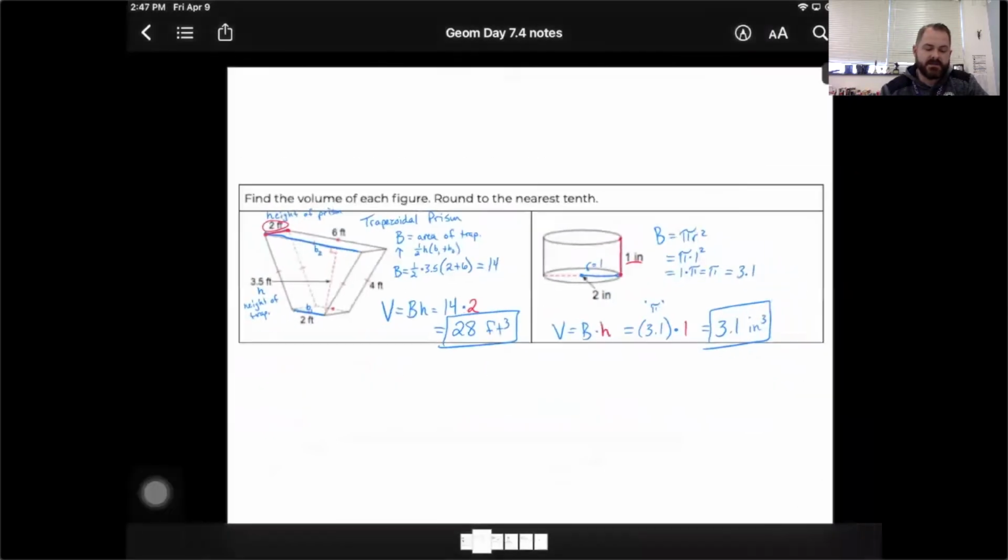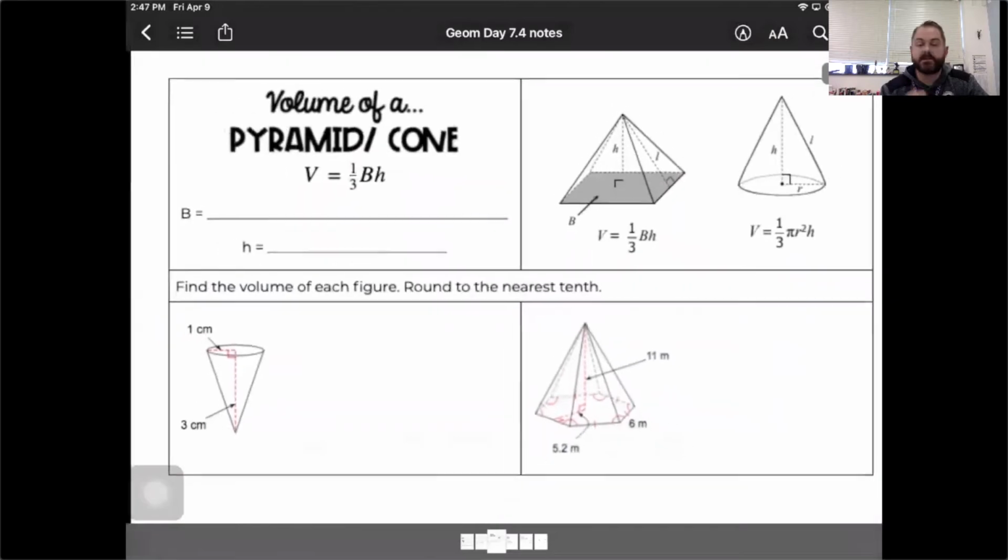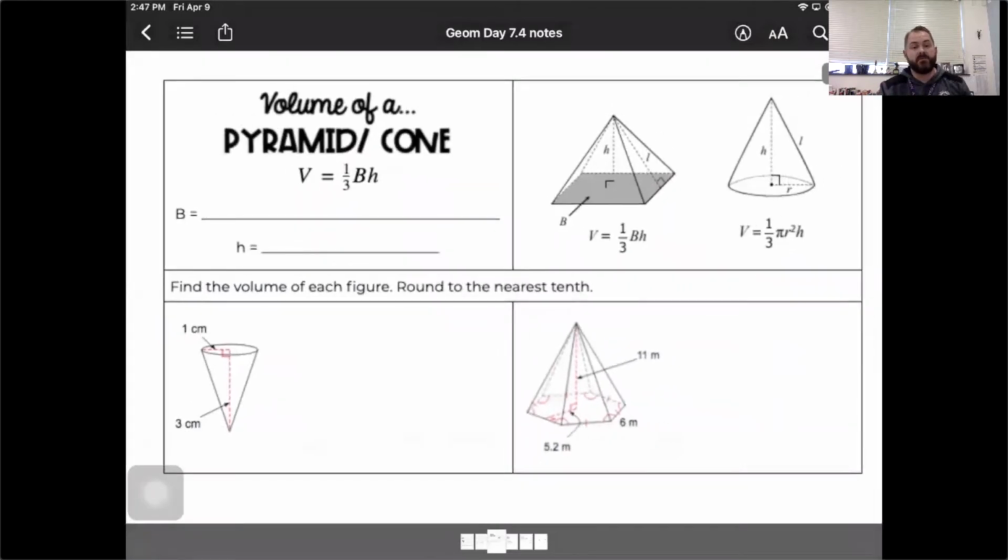All right, now let's continue and look at some more volume formulas. Now this time we're going to look at volumes of pyramids and cones. Now pyramids and cones are grouped together. A cone is like a circular pyramid. We're going to use this volume formula.